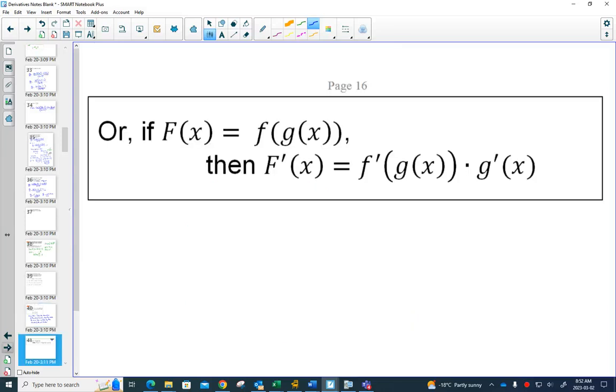So in Newton's notation, a little bit easier to see. Here's the derivative of the outside function. The inside stayed the same. Then you multiply by the derivative of the inside function.